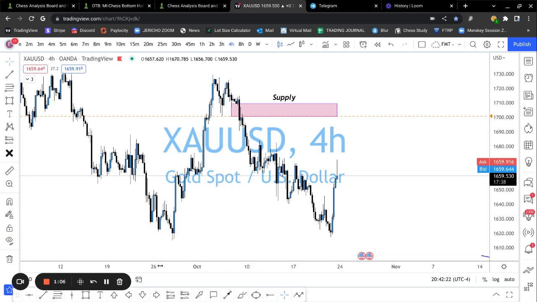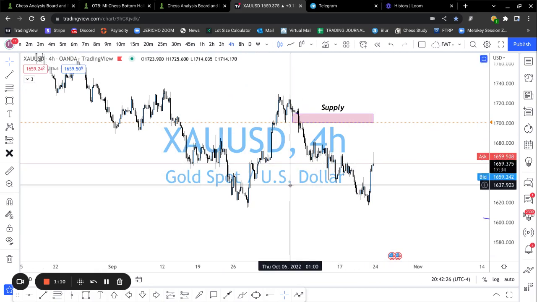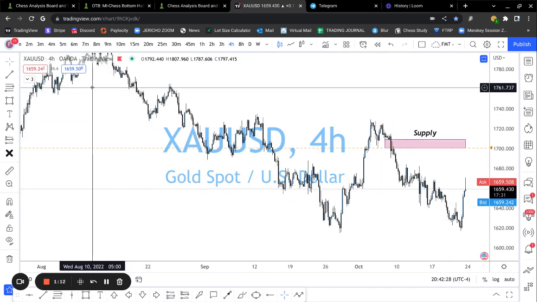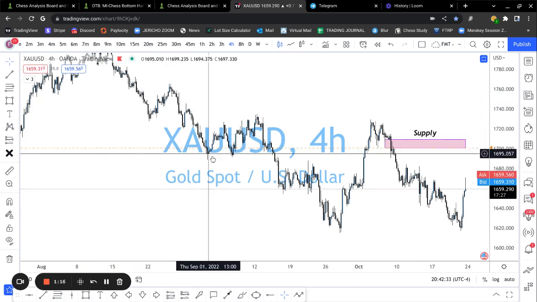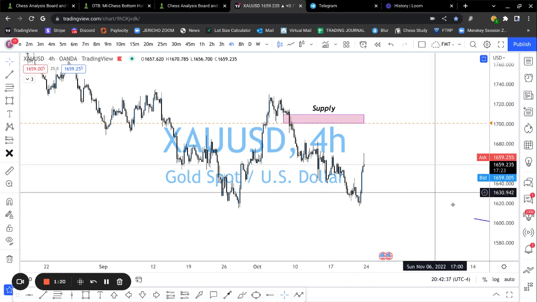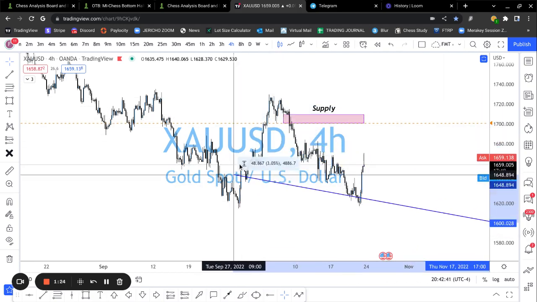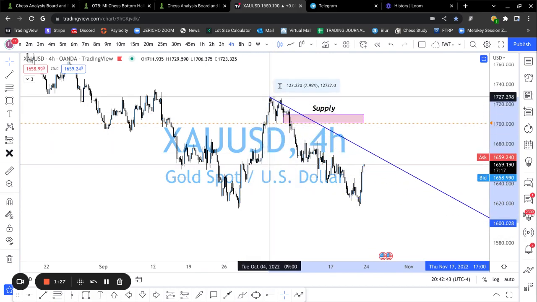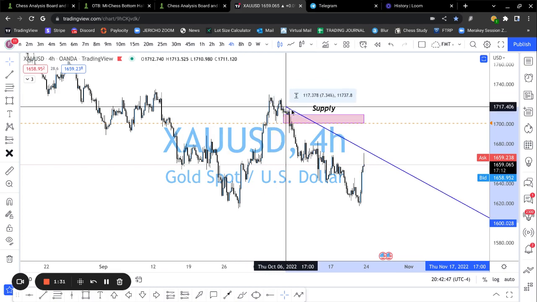So let's zoom out a little bit, and try to get a bigger picture of what's going on with gold. We zoom out, and we see that gold has been trending down for quite a while, for a couple months at least. We see this big push right here, this big bullish move to the upside. But notice that it didn't close above this. It didn't make a higher high.